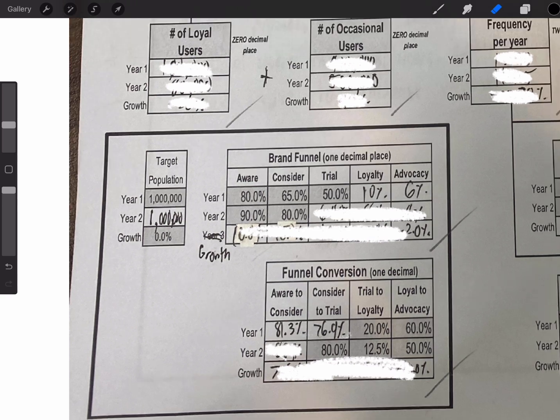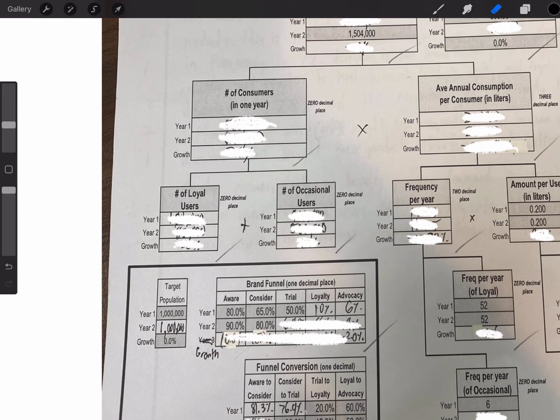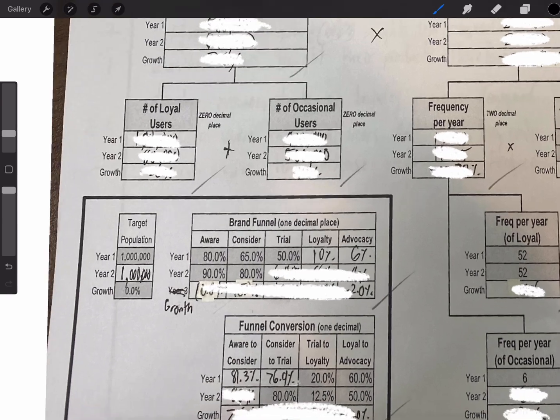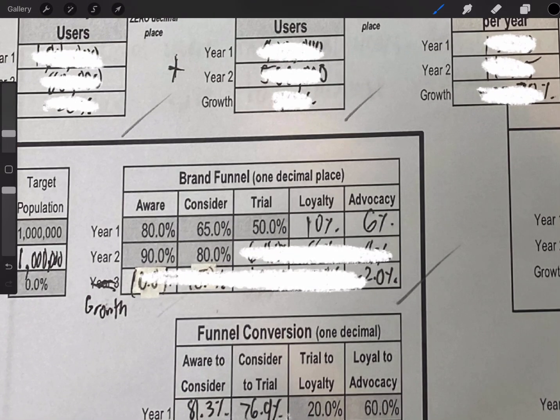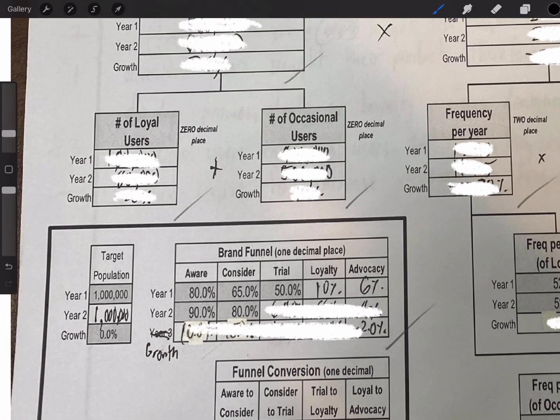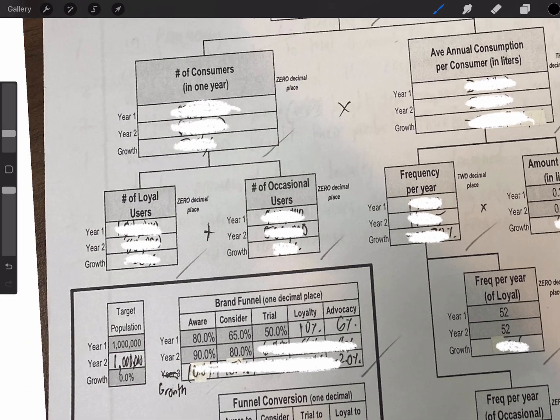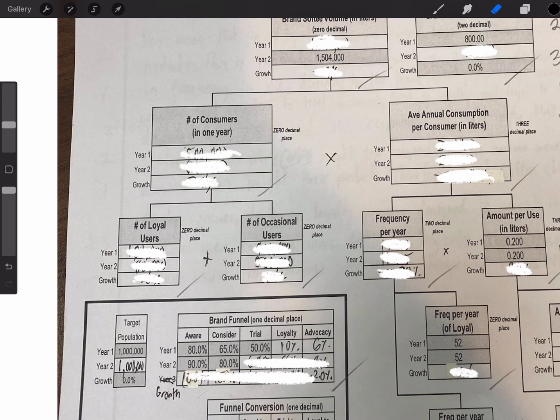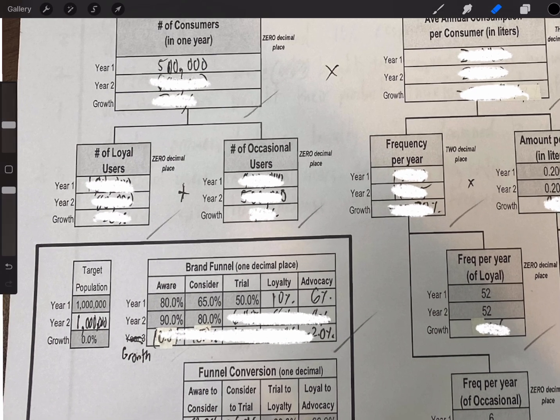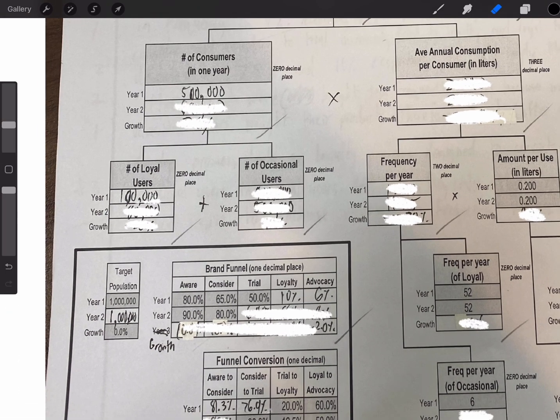And now we need to find the number of consumers in a year. We can do that by starting with the trial percentage, which is 50%. So our target population 1 million times the trial percentage gives us the number of consumers in year 1. The loyalty gives us the number of loyal users, and then we just subtract the loyal users from the number of consumers to get the occasional users. Okay, and then the next thing we're going to do is finish the rest of this brand funnel.